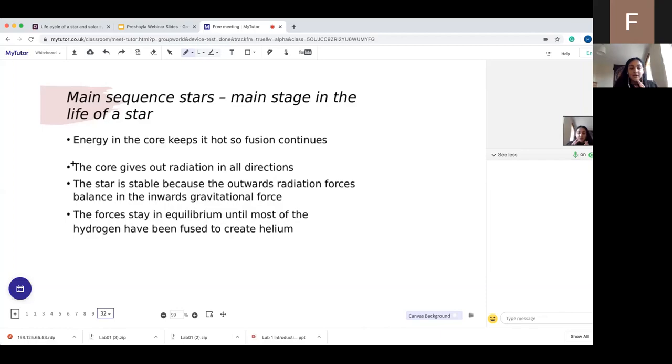Okay, so because we have this kind of balance of the two forces, the forces stay in equilibrium. Okay, so because the forces stay in equilibrium, it allows the star to be stable. So forces being in equilibrium means that the star will be stable. And it stays in equilibrium for a while whilst it's in the main sequence until most of the hydrogen has been fused to create helium. So that's what's going on in the sun. Hydrogen keeps fusing to create helium.